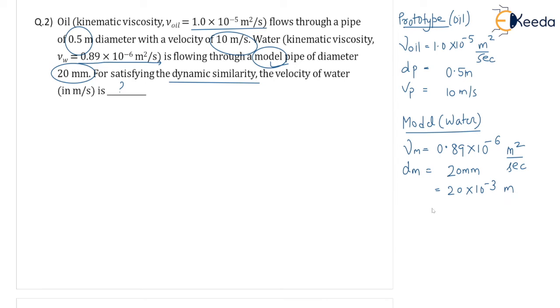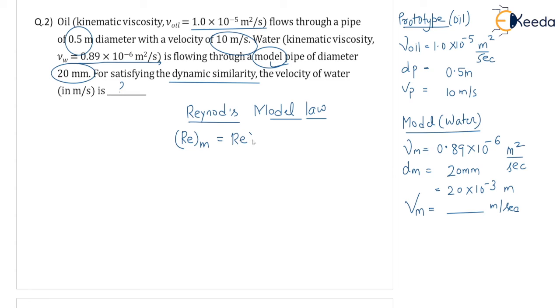Now what we have to find? Velocity in case of the model pipe, in meter per second. That is the question. So definitely it is a case of pipe flow, and viscosity is also there, that is viscous forces are dominant, so we can apply the Reynolds model law. As per the Reynolds model law, the Reynolds number for the model must be equal to the Reynolds number for the prototype.